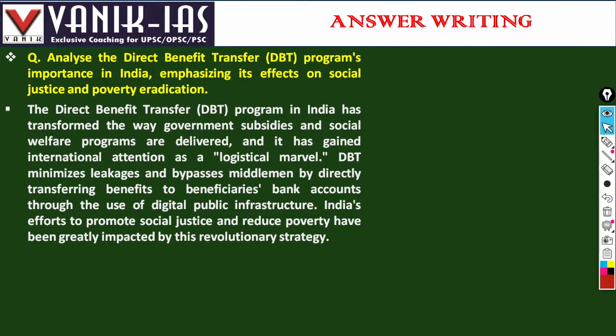So the direct benefit transfer program in India has transformed the way government subsidy and social welfare programs are delivered, and it has gained international attention as a logistical marvel. The direct benefit transfer minimizes leakages and bypasses middlemen by directly transferring benefits to the beneficiary's bank account. Through the use of digital public infrastructure, India's effort to promote social justice and reduce poverty have been greatly impacted by this evolutionary strategy called the direct benefit transfer.